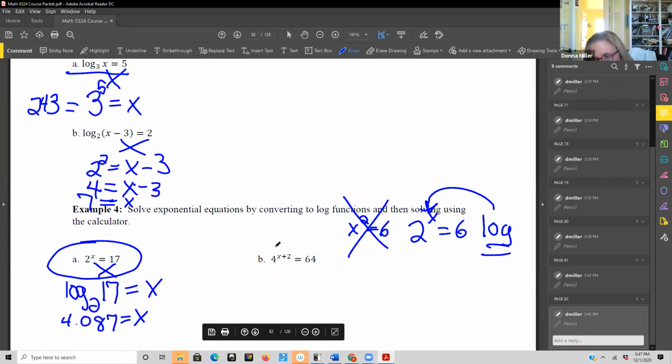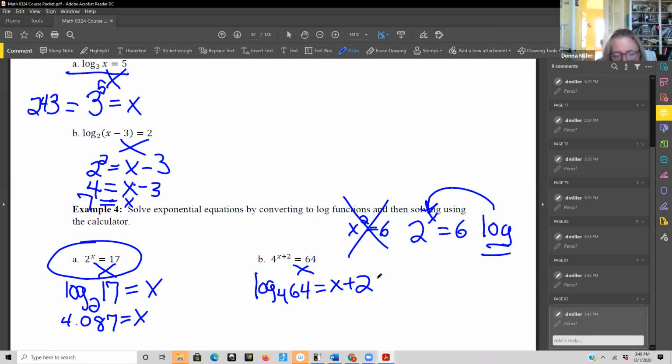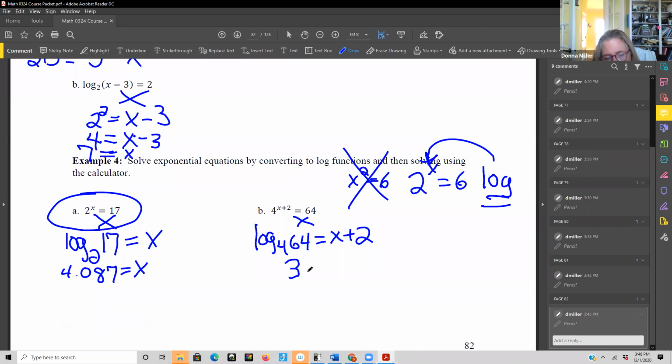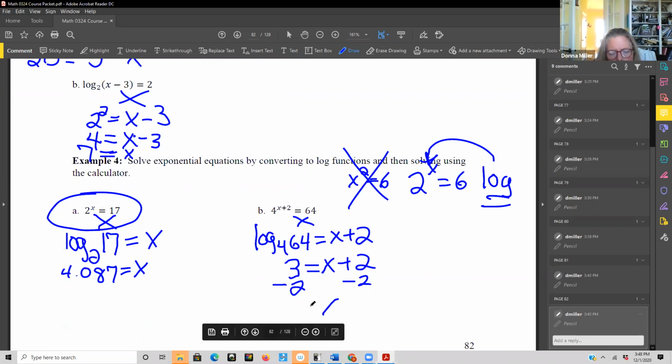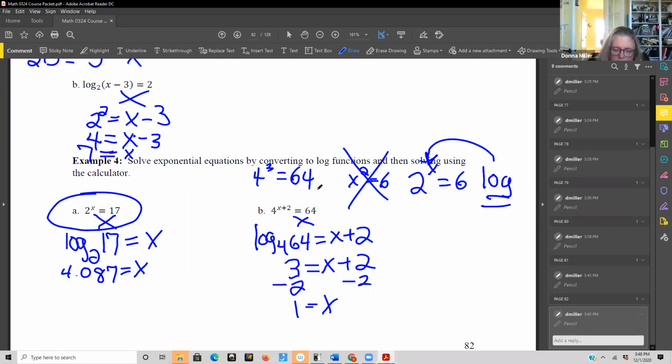So like here the x is upstairs. I'm going to write it as a log. So the base is 4. Switch these guys. So log base 4 of 64 equals x plus 2. Now you could plug that into a calculator, but I know what it is. It's 3. Just pretend I plugged it into a calculator. So then I minus 2 and I get x is 1. Just to show you, you can check that. If I plug 1 in up here, I get 4 to the 1 plus 2 is 3. And yeah, that equals 64. So I know I did it right.